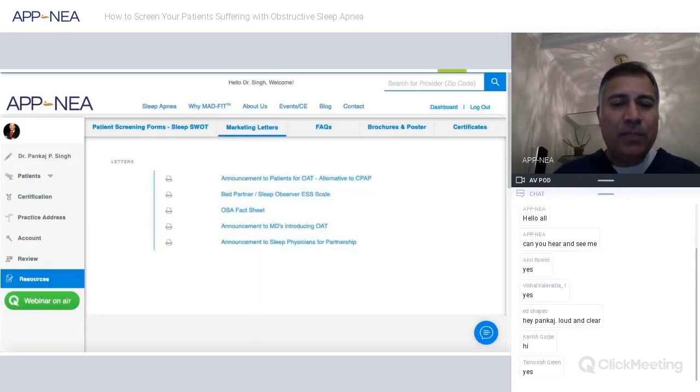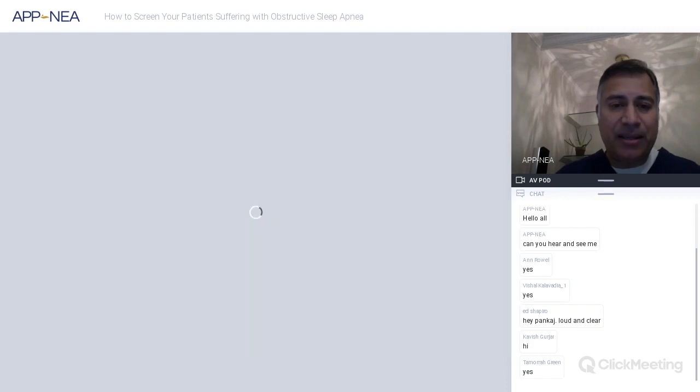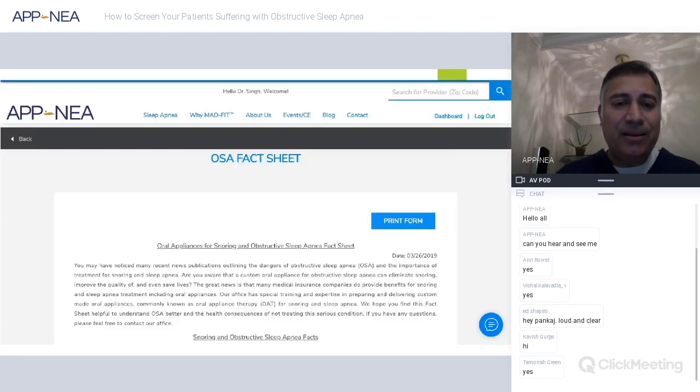So, as part of the whole thing, we've got this resources section for you, which is completely at no charge for you guys, and you know that. But we've got tremendous amounts of resources. We have marketing letters. We have sleep screening forms. We have a frequently asked questions section. We have brochures and posters and certificates, your credentialing certificates in there. When we look at the letters, they are very specifically branded to your practice. And it was actually Ray that pointed it out a while back, so we made some corrections for it.